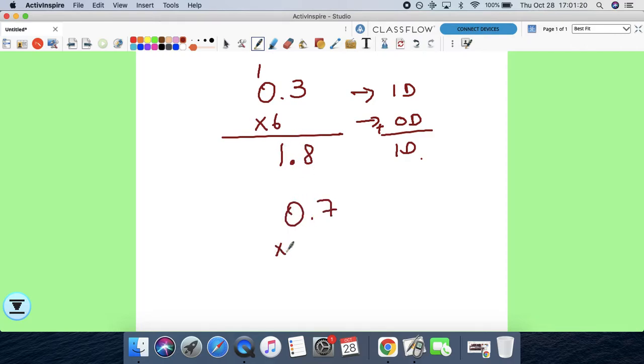0.7 times 4. Again, 1 decimal place here. 4 has no decimal places, so the total is 1 decimal place. 4 times 7 is 28. Carry 2. 4 times 0 is 0, plus 2 is 2. Where's the decimal? It has to have 1 decimal place, so it goes over here, right? But there's 1 decimal.